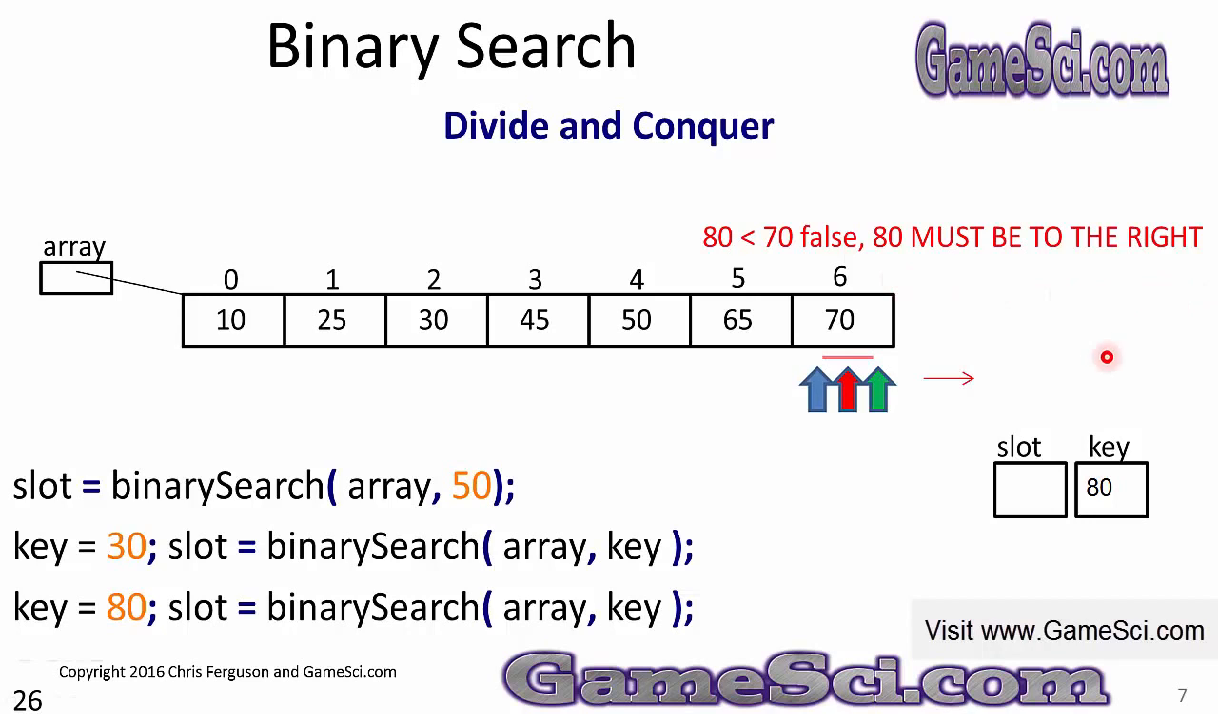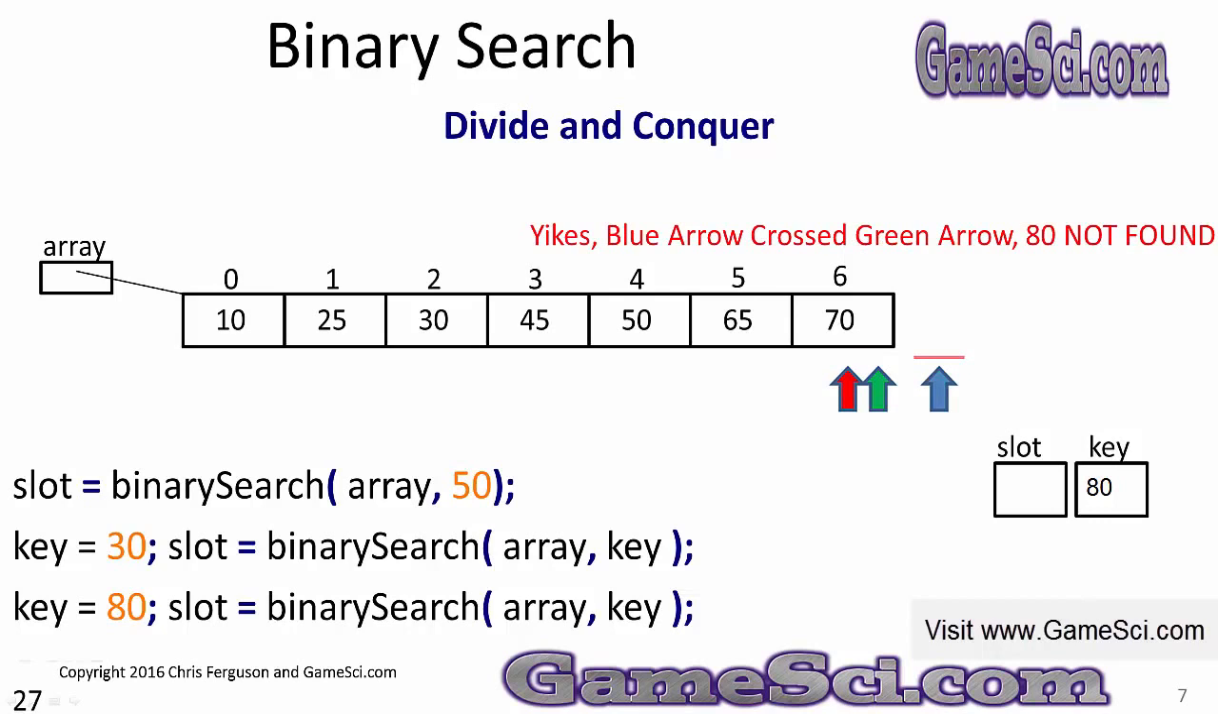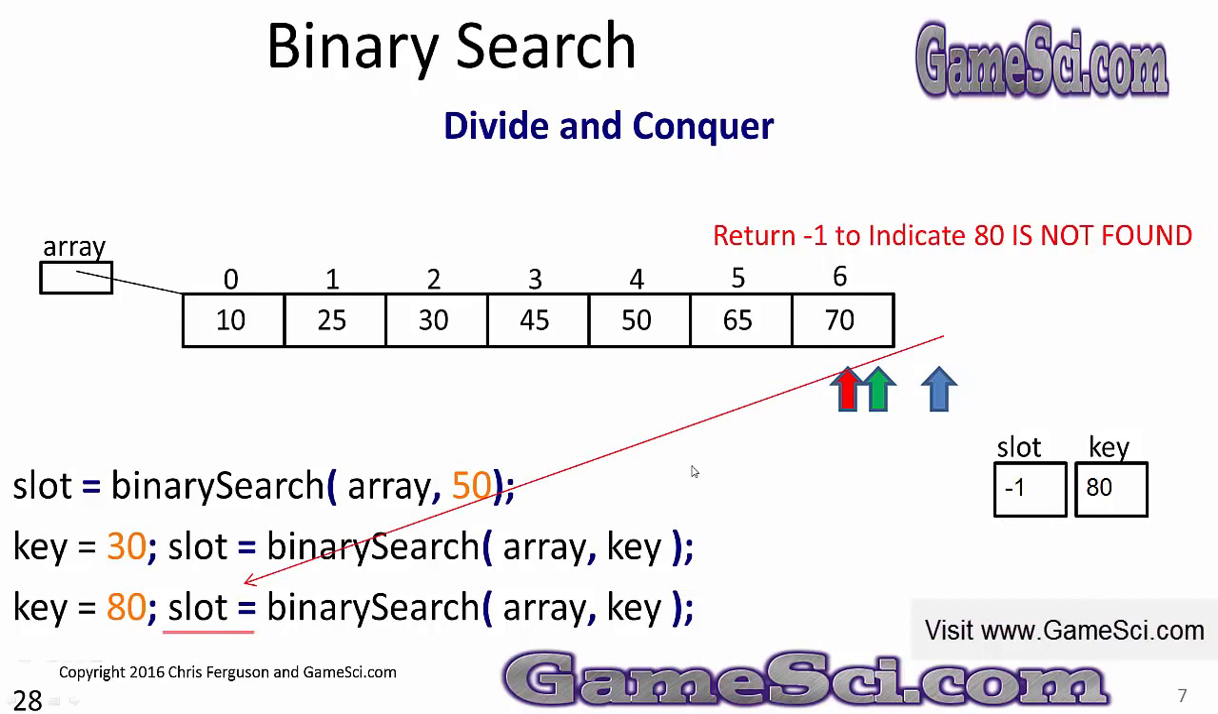The only problem is there's no more data to the right. When there's no more data to the right, yikes! The blue arrow crossed the green arrow. When this blue arrow, which was on this side, goes past the green arrow, that means we've run out of numbers. We chopped the data in half until there was no more data to look at. When that happens, we've got to return a not found. And I think the best value to return for not found is -1. If you did a binary search on the data and could not find it, return a -1. Again, there is no array slot -1. A -1 is a flag to tell you the data wasn't found.